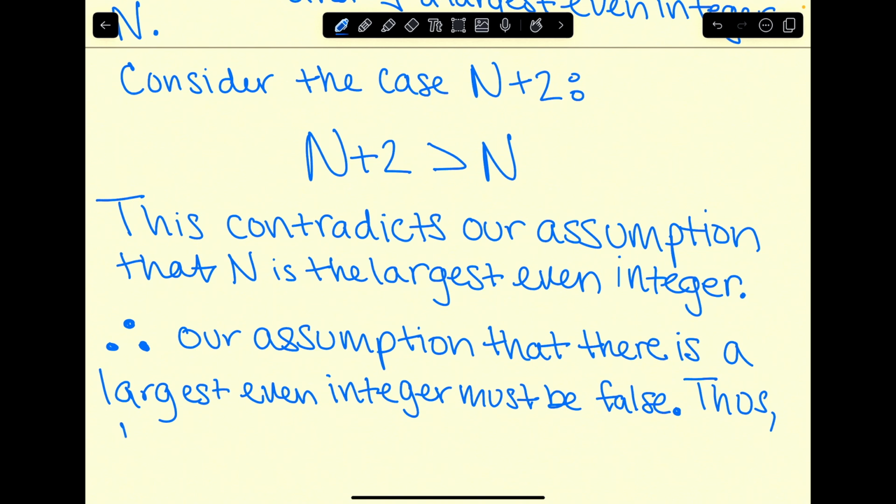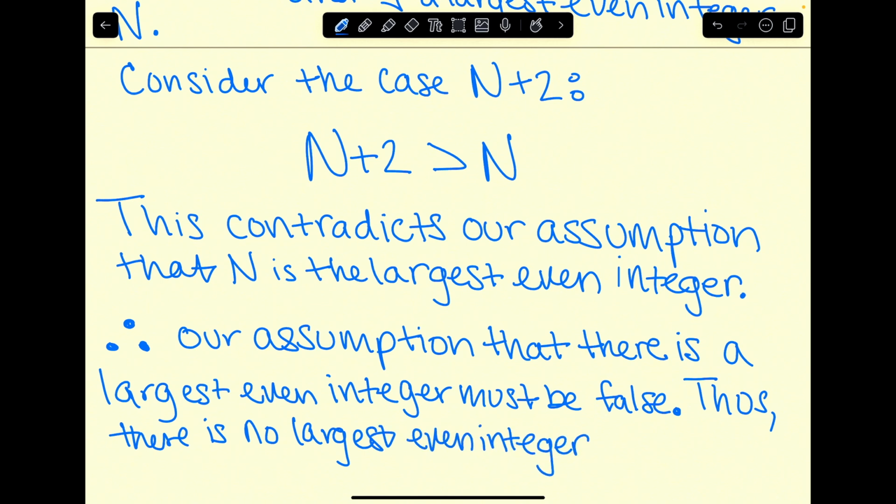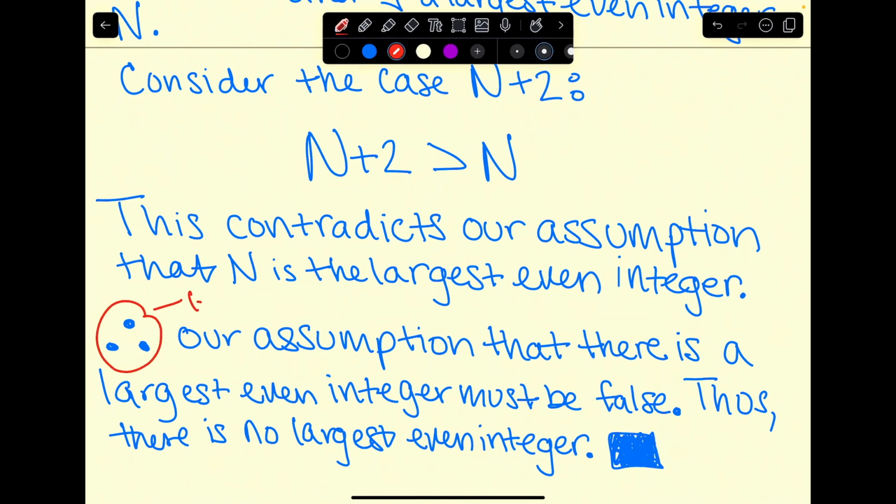Thus, there is no largest even integer. And then we always end with a shaded box. I'm going to label this therefore.